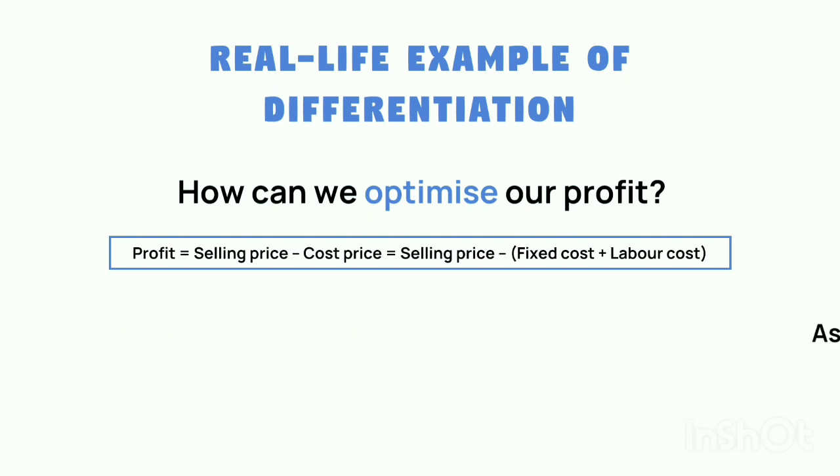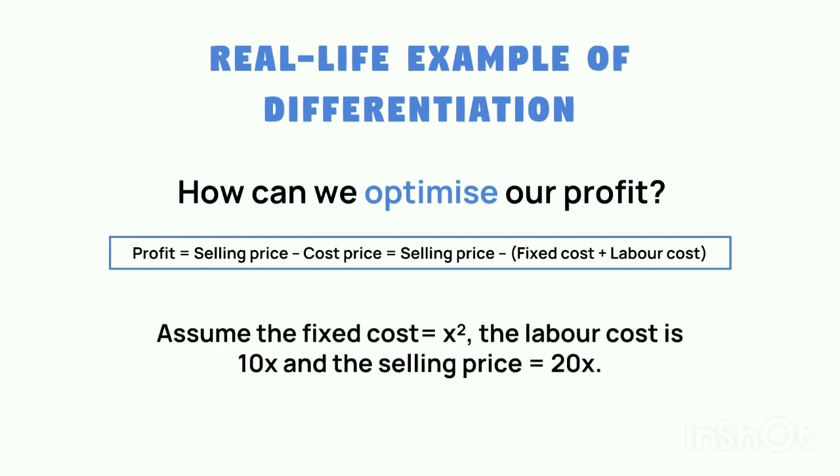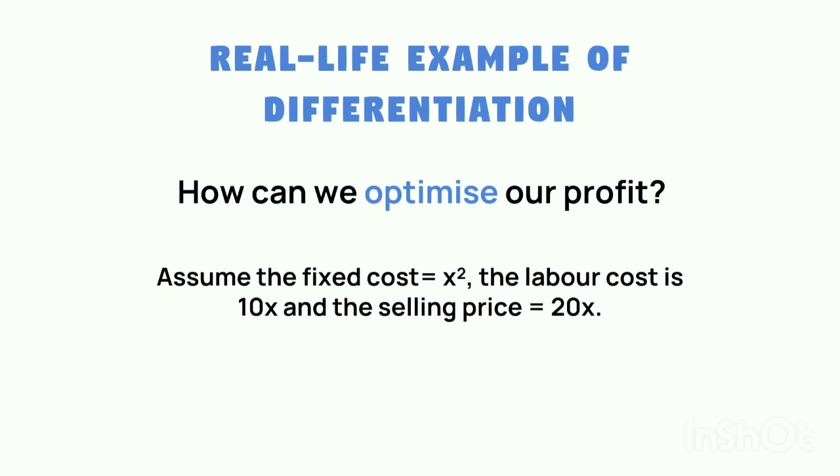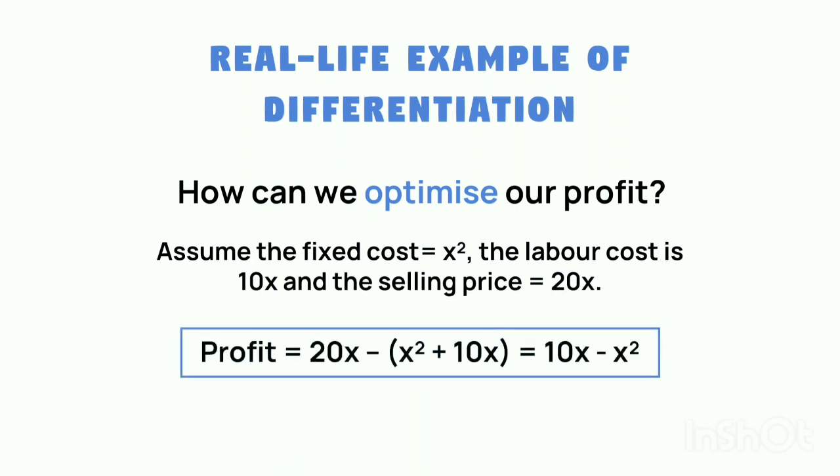So let's say that the fixed cost is equal to x^2, the labor cost is 10x, and we decide to sell the pens at 20x. So from there, we can conclude that profit is equal to selling price minus cost price, which is equal to 20x minus in brackets x^2 plus 10x. Then we get 10x minus x^2 through simplification.